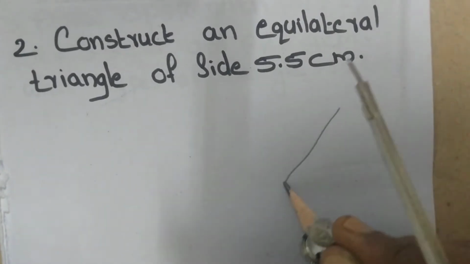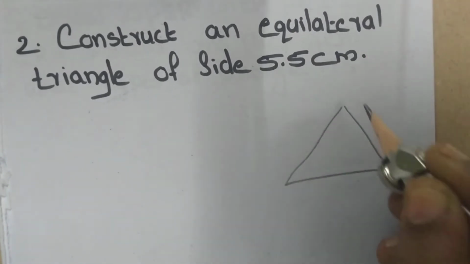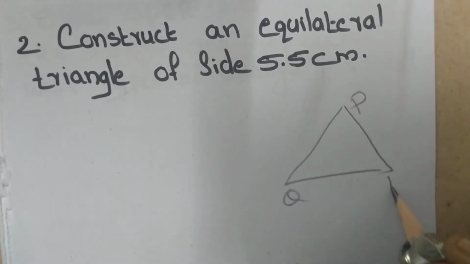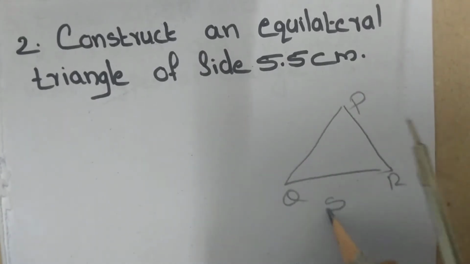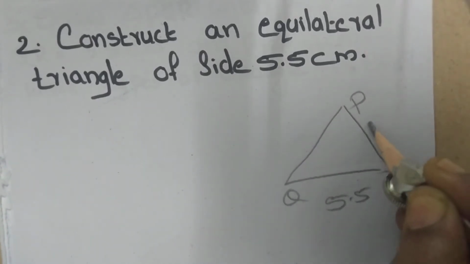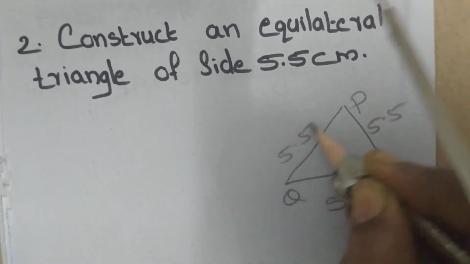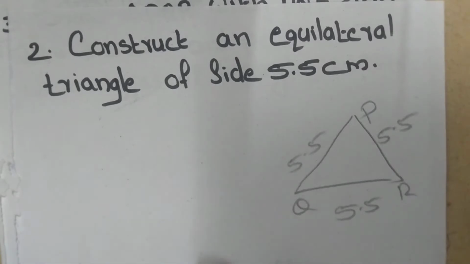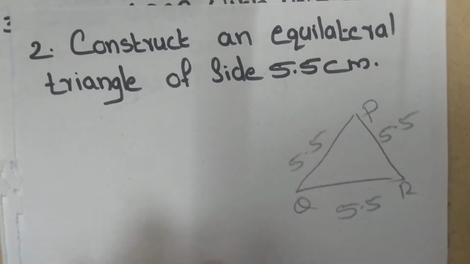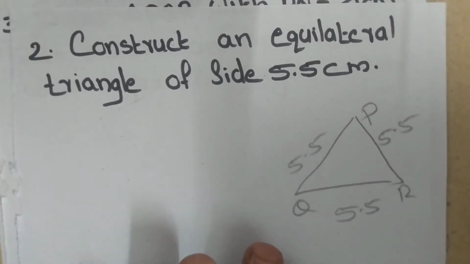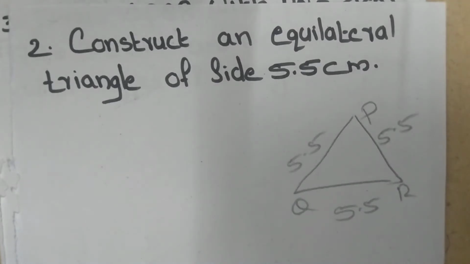So the rough diagram drawing: if you decide to draw triangle PQR, the QR measurement is 5.5 centimeter, the PR measurement is also 5.5, and the PQ measurement is also 5.5. This is the rough sketch. So in an equilateral triangle all three sides are the same, 5.5 centimeter. The question asks to construct an equilateral triangle of 5.5 centimeter.